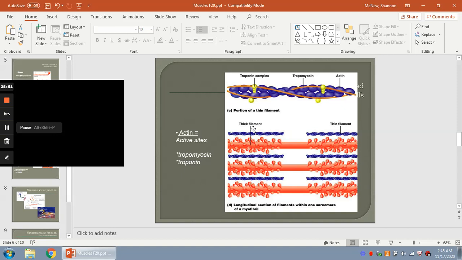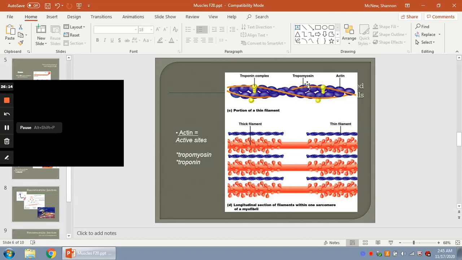Now, you can see from the picture down here, this shows the actin filament, and it's much smaller than the myosin filament. So we call it the thin filament. This is called the thin filament. So we have a thin filament, which is made up of actin, and then we have the thick filament, which is made up of myosin.